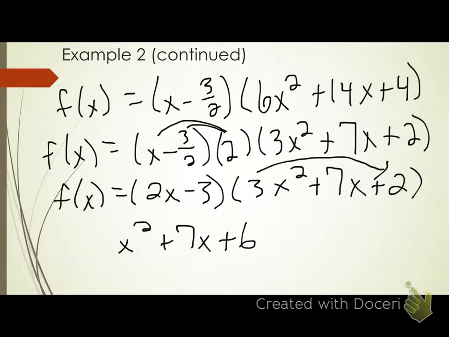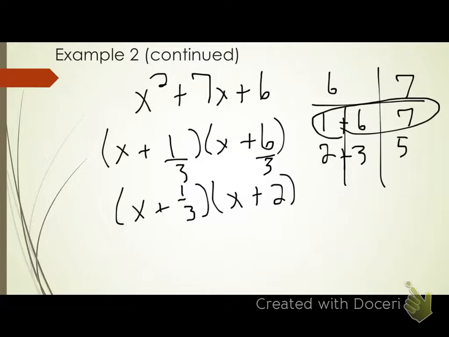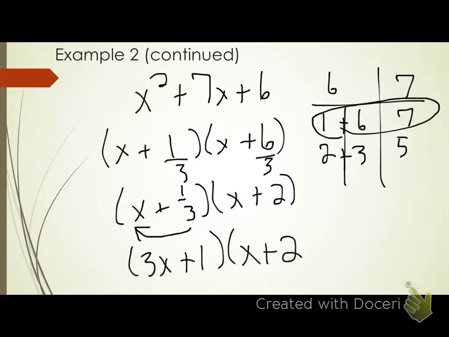Don't forget to divide by the thing we multiplied by earlier. So I have to divide both things by 3. Reduce your fractions. 1/3 is already reduced. 6 divided by 3 gives me 2. If you have any fractions left, remember bottoms up, the denominator comes in front of the x. So 3x plus 1, and then I have my x plus 2.